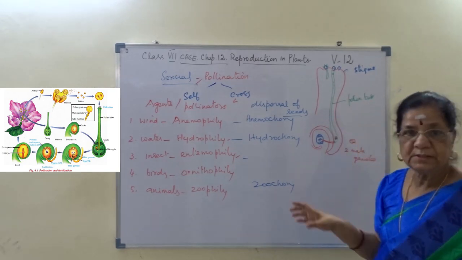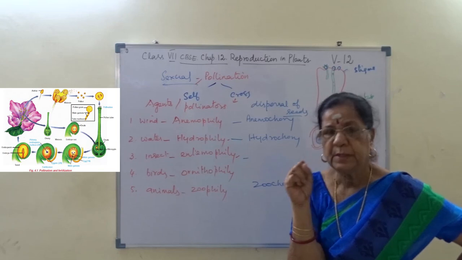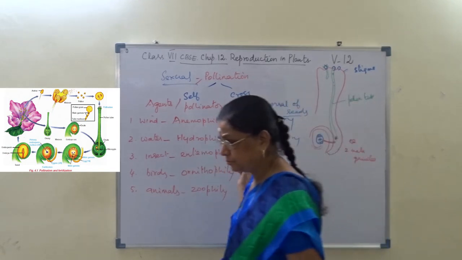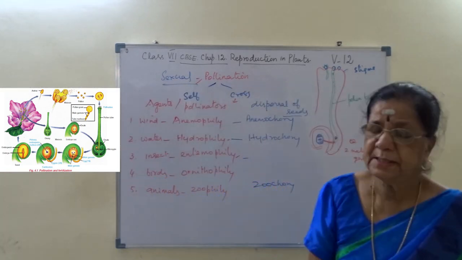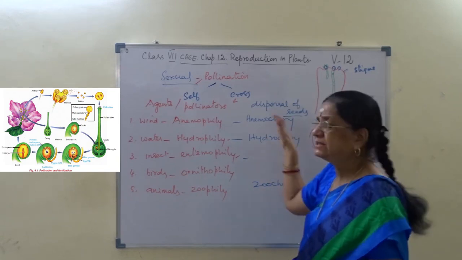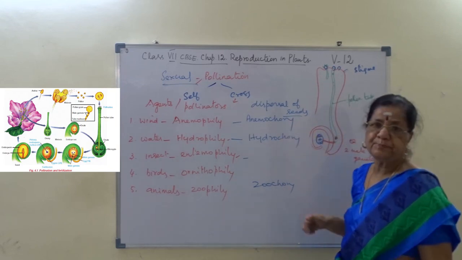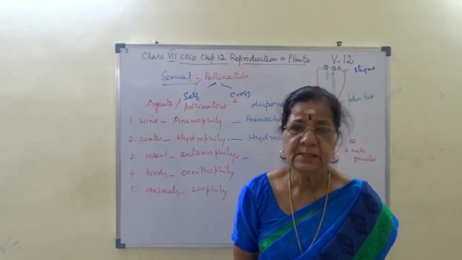You should know the structure too. And then as a result of fertilization, fruit is formed. Fruit is nothing but a ripened ovary. Look at the diagram for a minute. So fruit is nothing but a ripened ovary. And then the seeds are dispersed by wind, water and animals. I hope you understand. We'll continue in the next class. Thank you.